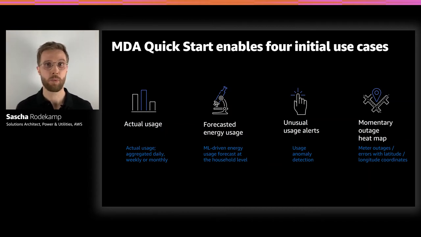Last but not least, we have momentary outage maps to visualize outage clusters. So the API enriches outages and error codes with geo information, which then can be used to plot everything on a map to visualize these outages. Quick Starts are usually open source, so all aspects can be modified and expanded, and you can build additional machine learning or analytics capabilities on top of the foundational ones to adjust everything to your needs.